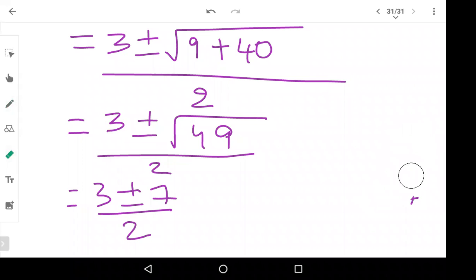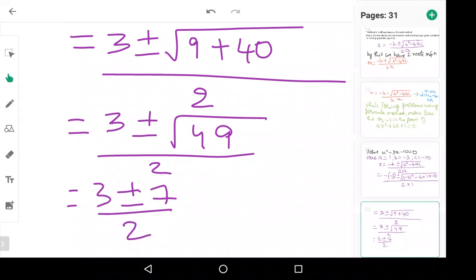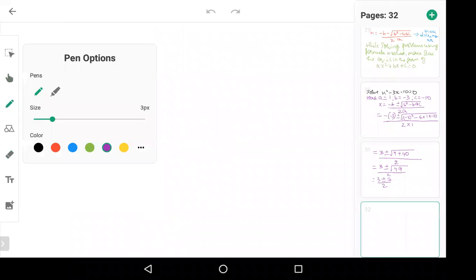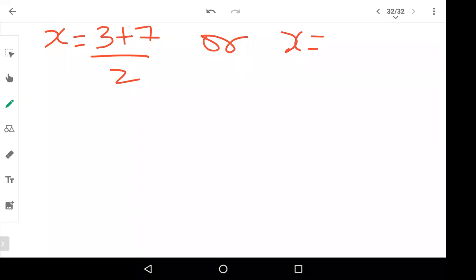Now you can see you will get two roots here. What are the two roots? One is 3 plus 7 by 2. The other one is 3 minus 7 by 2. Okay. So the next one is going to be, x is equal to, we'll start from there. x is equal to 3 plus 7 by 2 or x is equal to 3 minus 7 by 2.